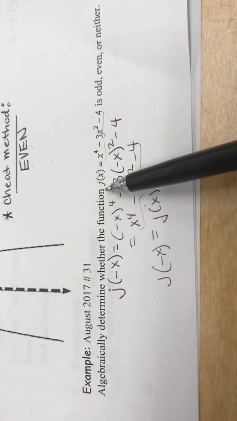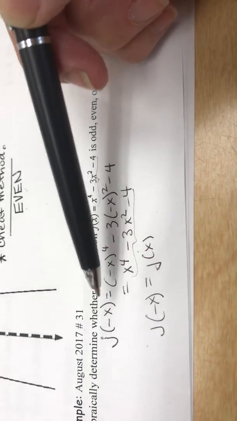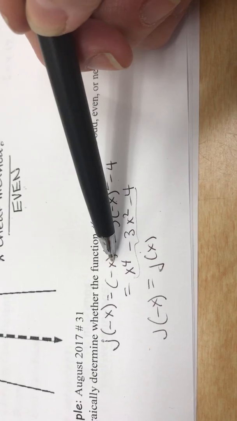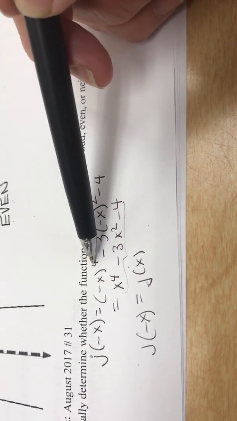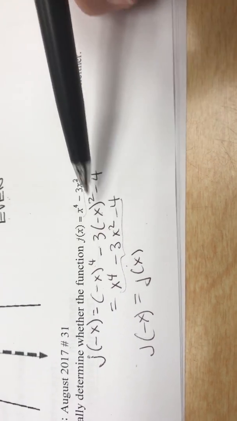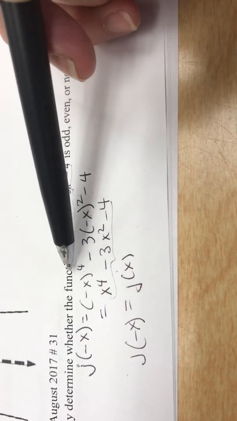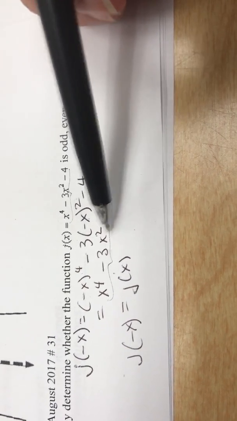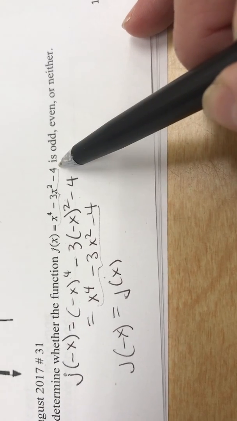So a Regents question that you would see would be read like this. Algebraically determine whether the function f of x is odd, even, or neither. So what I did was I substituted in a negative x into the entire function, negative x in parentheses to the 4th, negative x in parentheses squared times negative 3, and then a minus 4. And when we start to simplify this, a negative to a 4th power is positive, a negative to a 2nd power is positive, and if you notice, this whole thing is exactly the same as this.